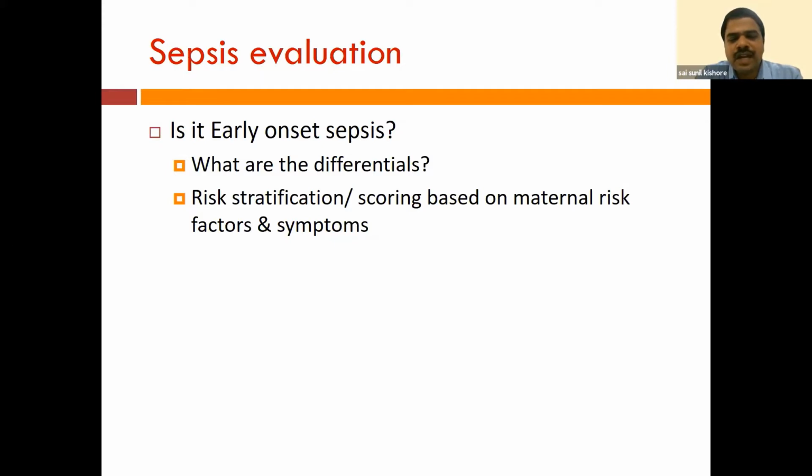Now how do we stratify this baby and score this baby based on the maternal risk factors and symptoms? Why do we need to do this? It is to take a decision on starting antibiotics: whether to start the baby on antibiotics, or whether we can just monitor this baby without starting antibiotics. That is the basic idea.